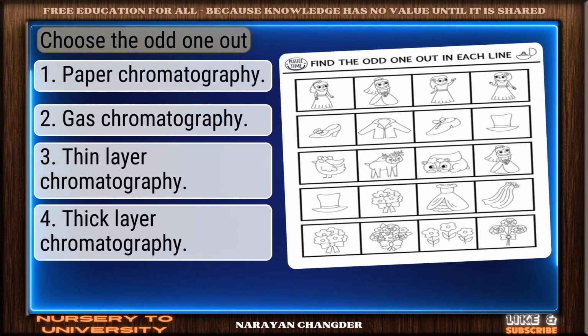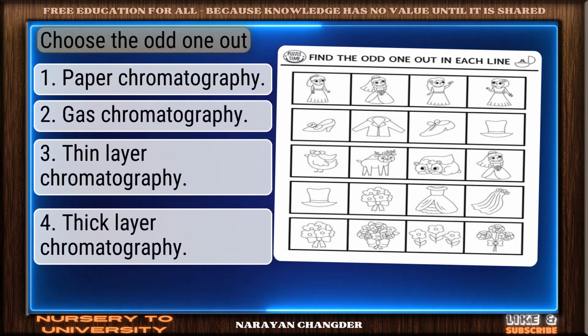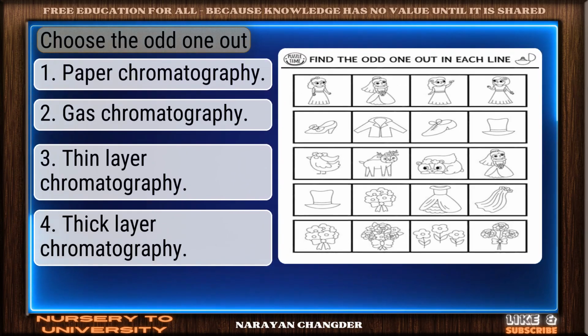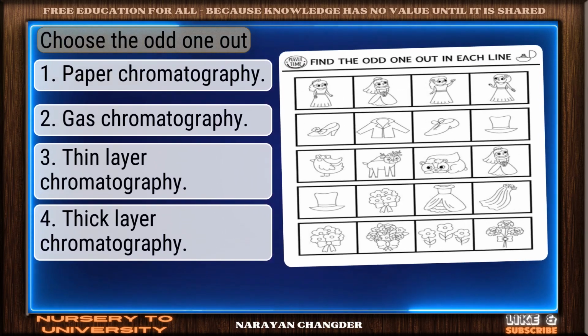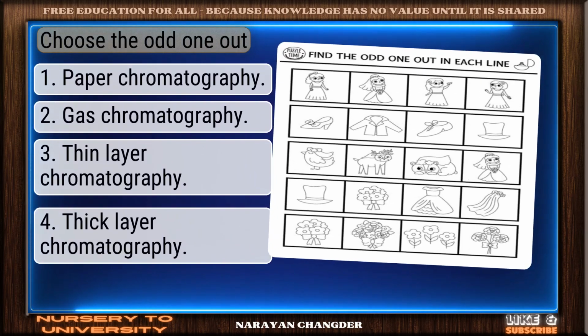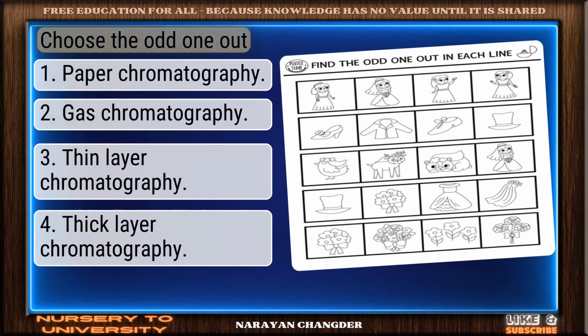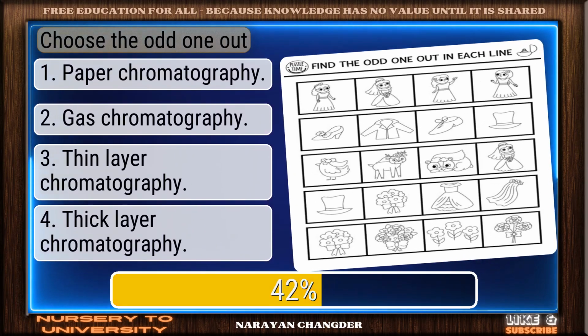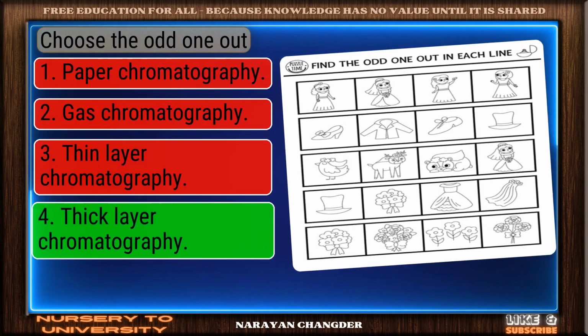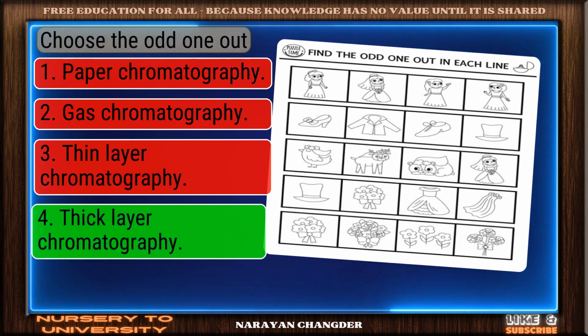Choose the odd one out. Option 1, paper chromatography. Option 2, gas chromatography. Option 3, thin layer chromatography. Option 4, thick layer chromatography. You got it, thick layer chromatography.